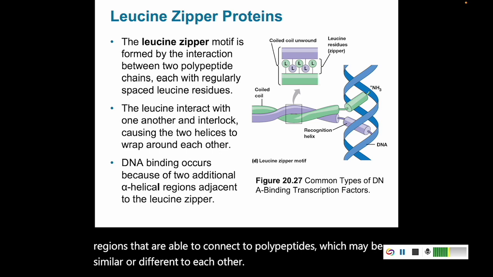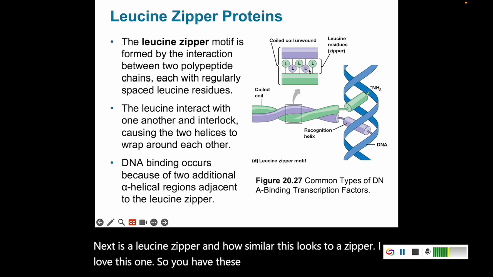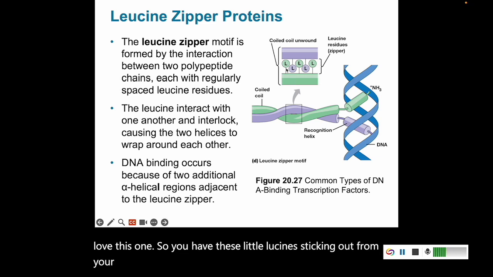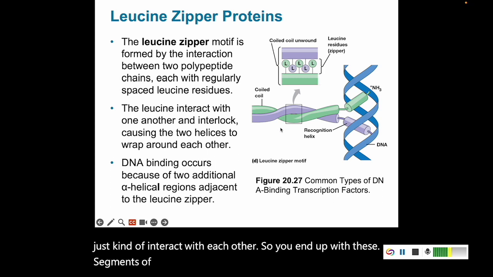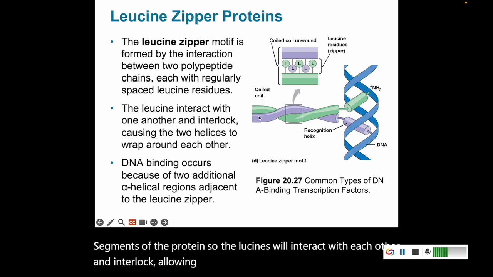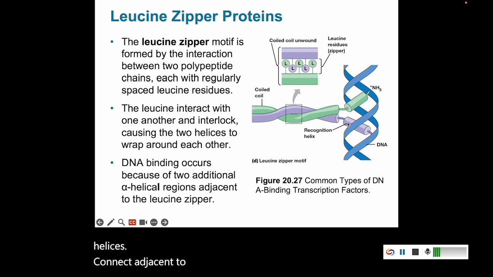Next is a leucine zipper, and how similar this looks to a zipper. I love this one. So you have these little leucines sticking out from your proteins from its three-dimensional shape, and these leucines just kind of interact with each other. So you end up with these coiled segments of the protein. The leucines will interact with each other and interlock, allowing your proteins to coil around each other. And the DNA binding will happen when you have these two alpha helices connect adjacent to the leucine zipper.